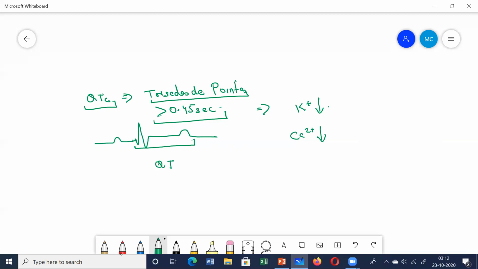Similarly, if the QT interval is less than 0.32 seconds, this is also risky. This is called short QT syndrome. Short QT syndrome can also predispose to cardiac arrhythmias and sudden cardiac death.